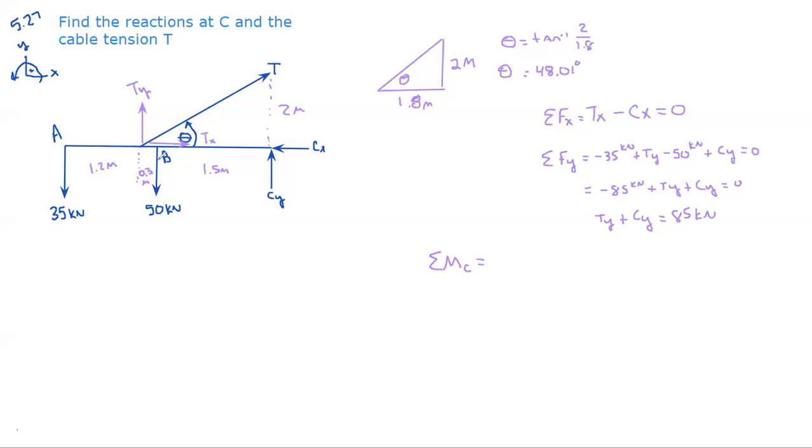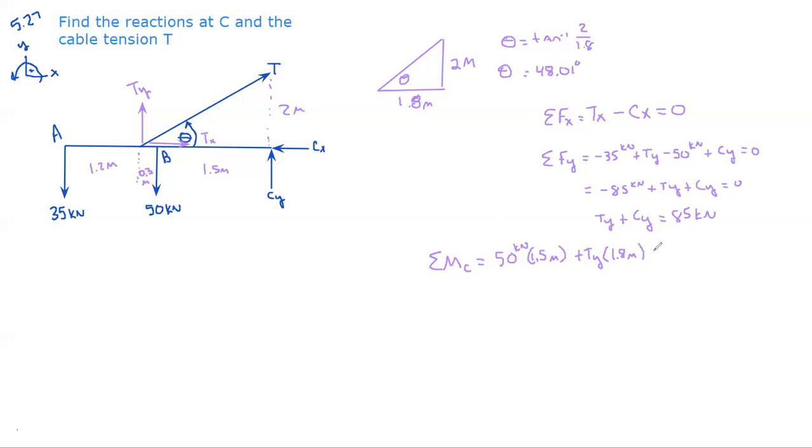The force at point B is a player. It's a 50 kilonewton force, and the perpendicular distance between the 50 kilonewton force and point C is 1.5 meters. Tx is not a player. Notice the force Tx is directly through the line of action at point C, so not a player. Ty is a player, however. So Ty has a perpendicular distance of 1.8 meters between Ty and point C.